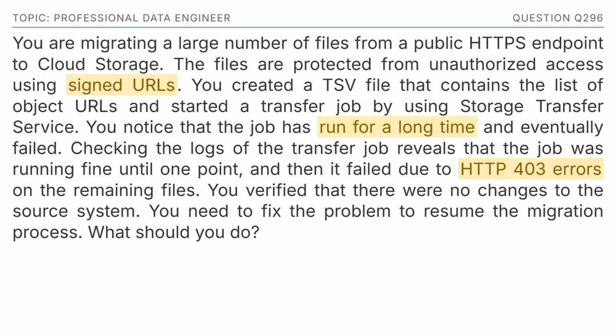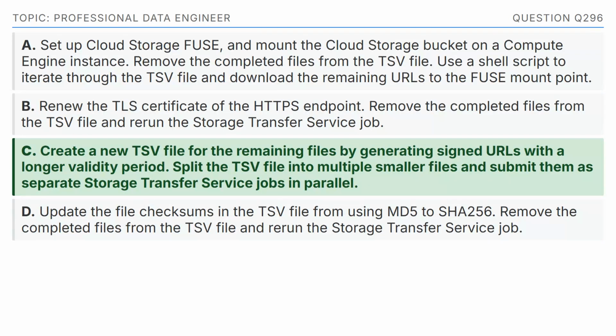To arrive at the correct answer, we focus on the keywords: signed URLs, run for a long time, HTTP 403 errors. The correct answer is option C. Create a new TSV file for the remaining files by generating signed URLs with a longer validity period. Split the TSV file into multiple smaller files and submit them as separate Storage Transfer Service jobs in parallel.